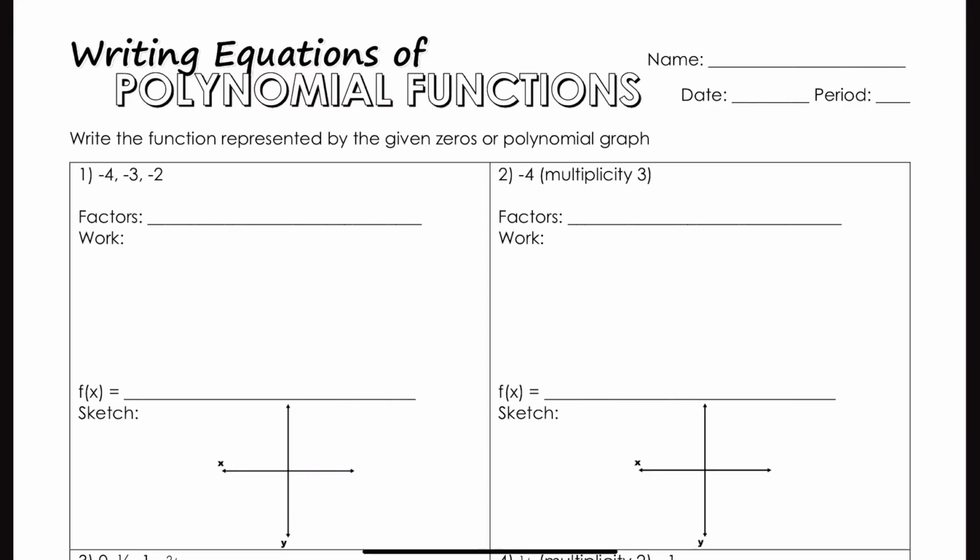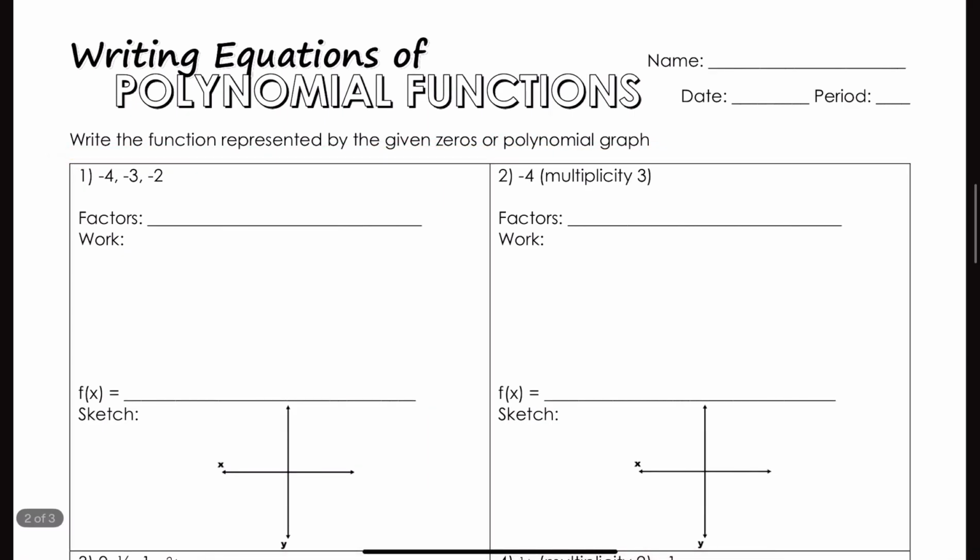In today's lesson, we're going to be writing equations of polynomial functions. So let's get started. The directions say to write the function represented by the given zeros or the polynomial graph. Let's start with number 1. I'm going to do the odd problems and leave the even problems for you to use to practice. At the end of the video, I'll reveal the answers to the even problems.